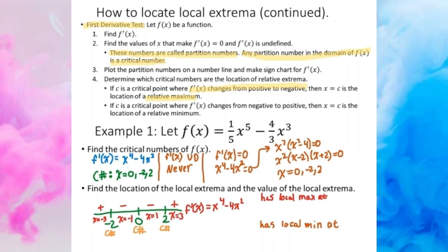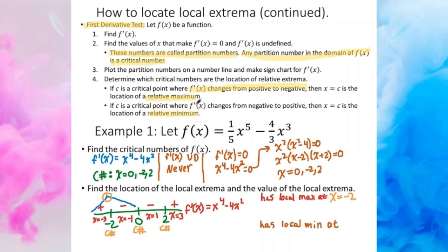Wherever our derivative is positive, that means our function is increasing. Wherever our derivative is negative, our function is decreasing. So a switch from positive to negative means our function is switching from increasing to decreasing, which we can see will create a relative maximum. So our function will have a relative maximum at x equals -2.